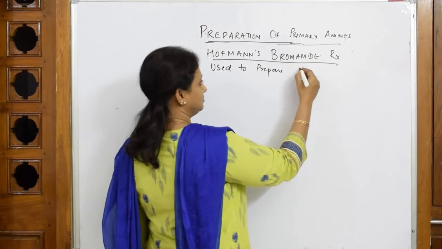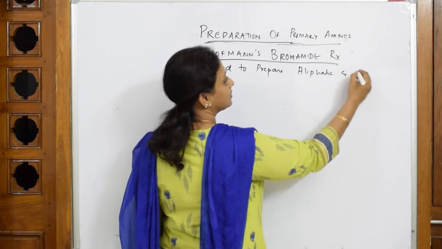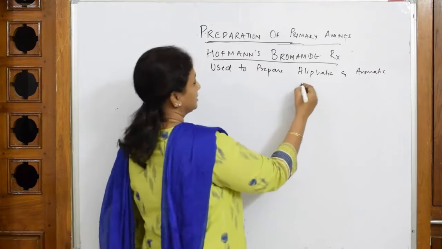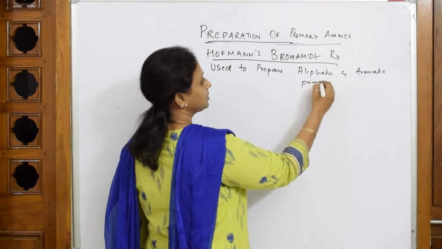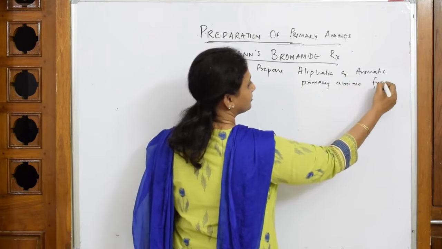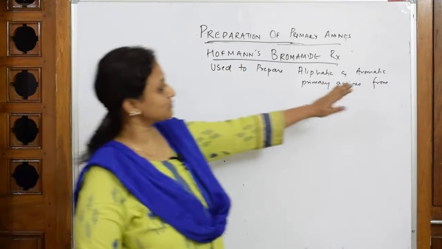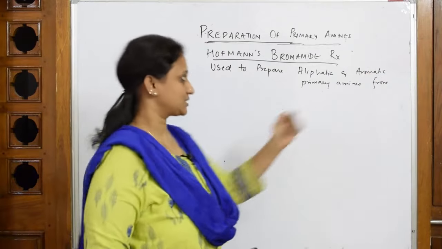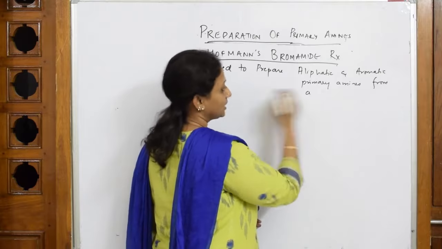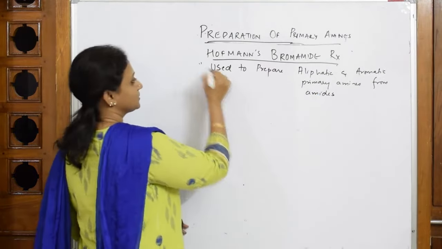Used to prepare aliphatic and aromatic primary amines from, so from where, if you can at least remember till here, that is also important, from amides. Yes, so at least this word, please remember.